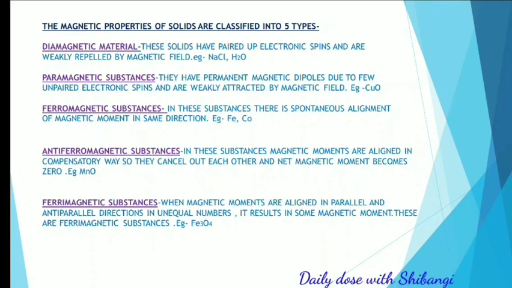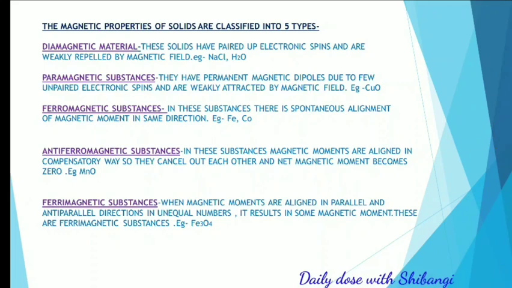Antiferromagnetic substances. In these substances, magnetic moments are aligned in a compensatory way, so they cancel out each other and the net magnetic moment becomes zero. The antiferromagnetic spins can be shown in this way. You see that they are aligned in a compensatory way, so they cancel out each other, and hence the net magnetic moment turns out to be zero.